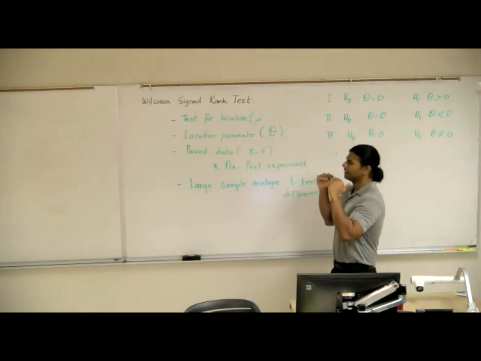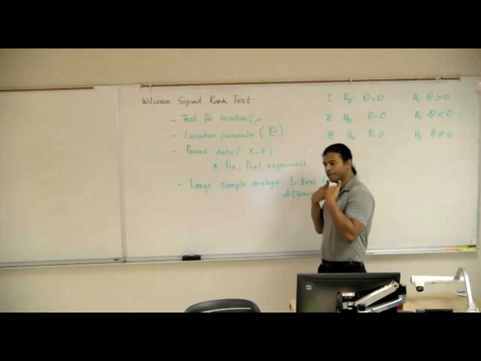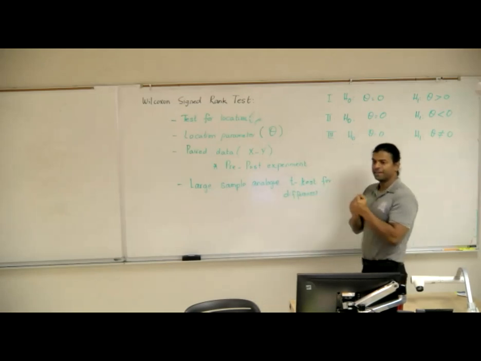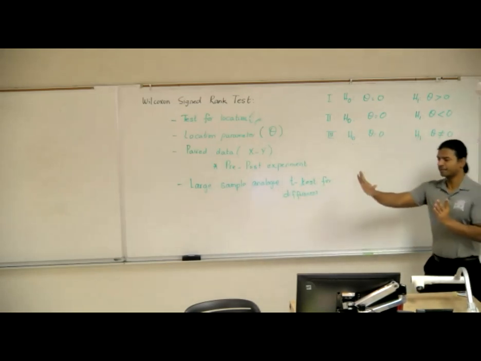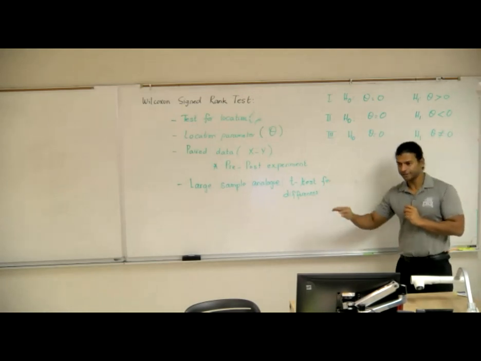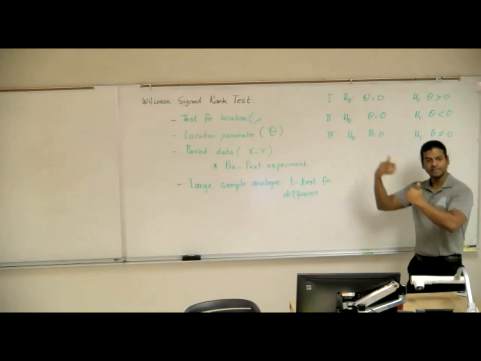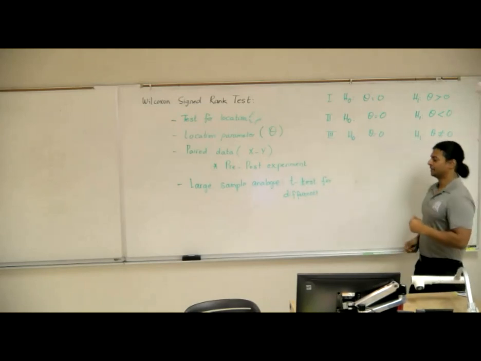So, what do we expect the location to be? Should it shift to the right or should it shift to the left? If I did post minus pre, it has to shift to the left, right? Because the post value is going to be smaller than the pre value.